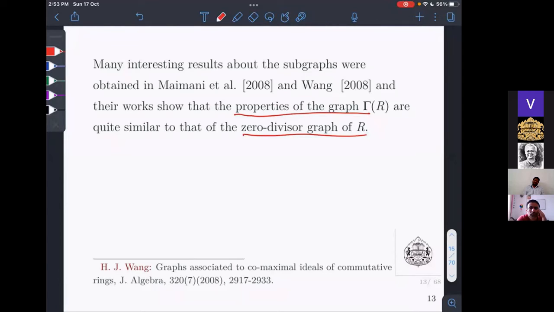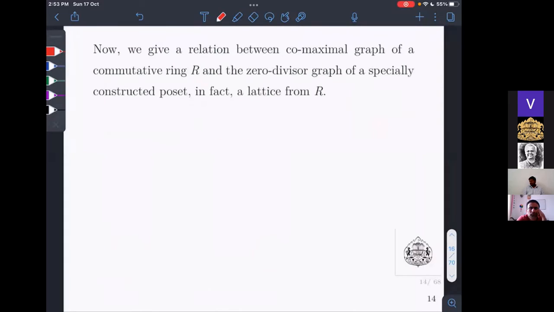But if you compare this whole story with zero divisor graphs of ordered sets, that is, partially ordered sets, then the zero divisor graphs of partially ordered sets are also weakly perfect. So there are many properties which are true for zero divisor graphs of partially ordered sets, and these properties are also true for co-maximal graphs. So naturally, we thought, is there any relation? That was the main idea.